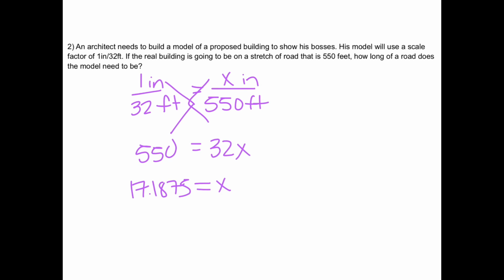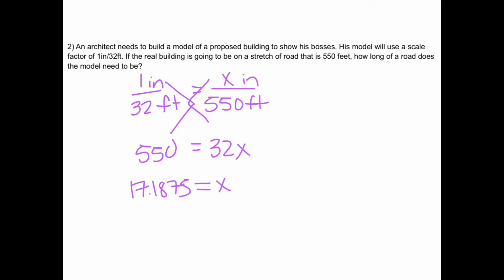Now that we have that basic understanding out of the way, we can take a look at the proportion equation using the scale factor of 1 inch equals 32 feet. I'm going to put the 550 feet in the bottom and my X number of inches will be at the top. So this is using the scale factor of 1 inch on the scale represents 32 feet in real life. So how many inches in the model will I need to represent a 550 foot road?